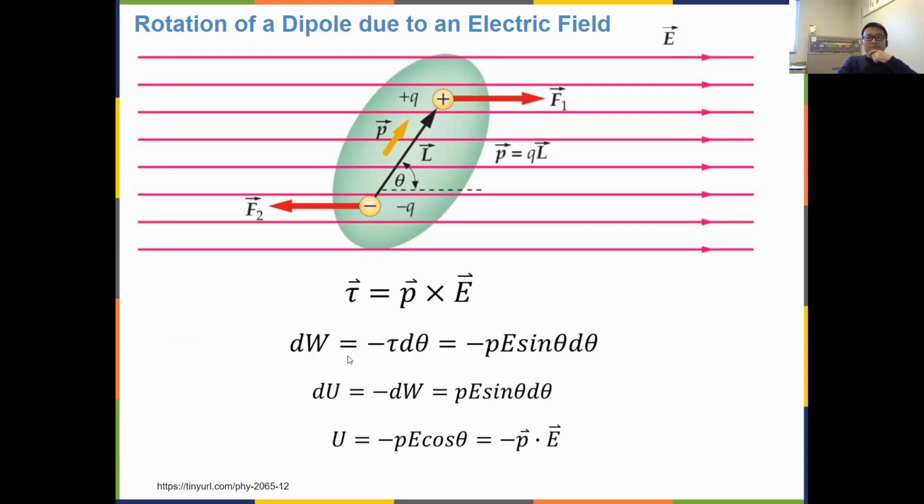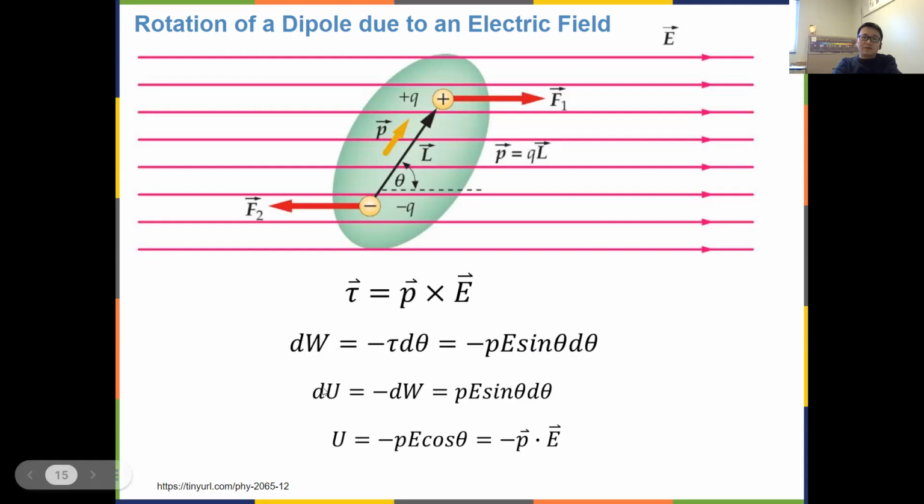So for the work done by this torque, in differential form, the derivative of work is equal to minus tau d theta. In this case, it's minus PE sine of theta d theta, because for P cross E, the magnitude will be PE sine theta.